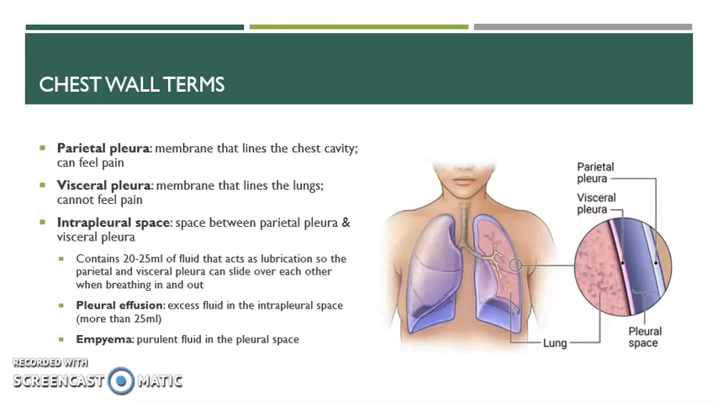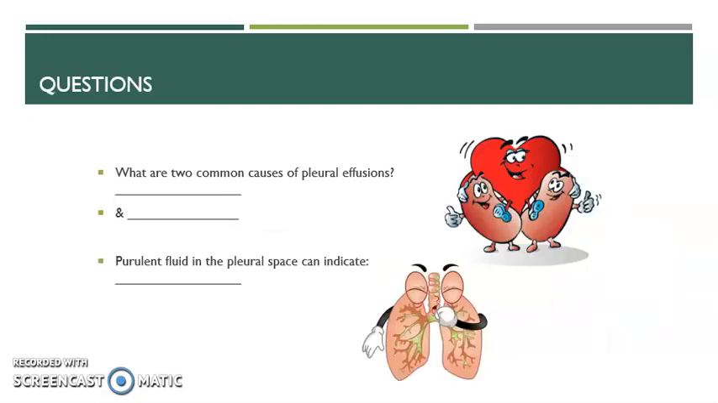If the fluid in that space is purulent, we would call it empyema, and that is an indication of an infection. What are two common causes of pleural effusions? The picture on the slide is your hint. We have a cardiac reason and a renal reason. The cardiac reason will be congestive heart failure. The renal reason will be chronic kidney disease.